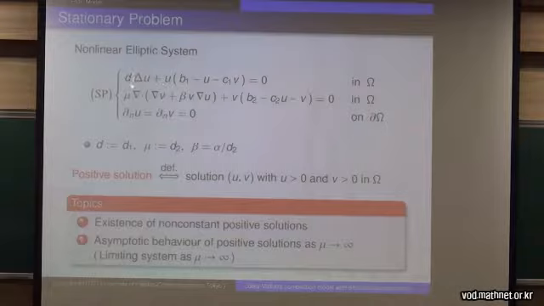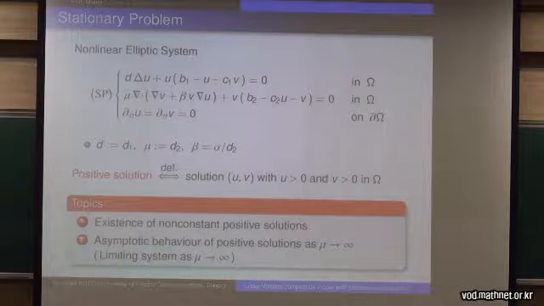Here D is equal to D1 for simplicity. And mu is equal to D2. But this is advection and diffusion. Here beta is equal to alpha over D2 in the original system. This is our rearrangement for the explanation of our result.